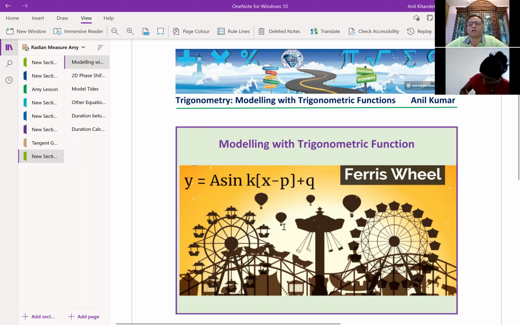Now on the screen, what are you looking at? Modeling with trigonometric functions. Correct. That's our topic for the day. There are many applications which we can model using trigonometric functions. Ferris wheel is one of the most common, correct? Every book starts with Ferris wheel. There'll be tons of examples on Ferris wheel. That picture gives you an idea that we are looking into modeling using trigonometric functions.